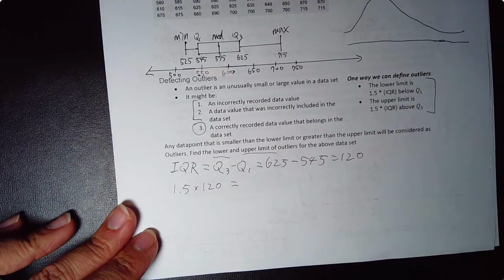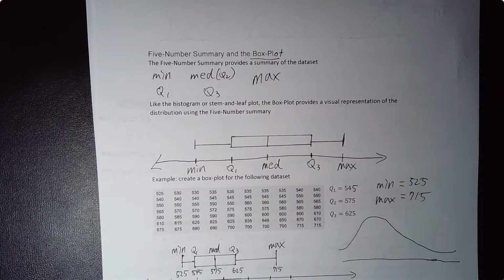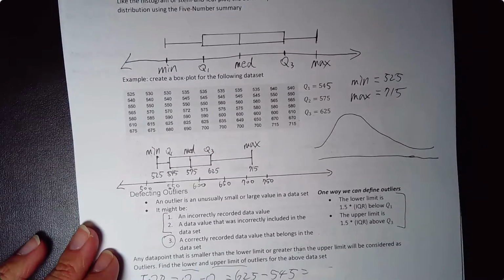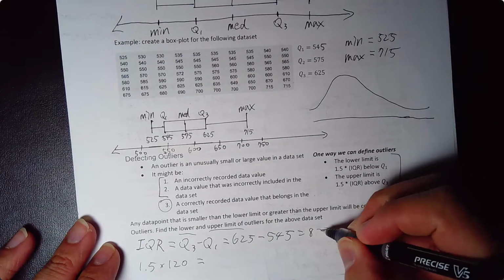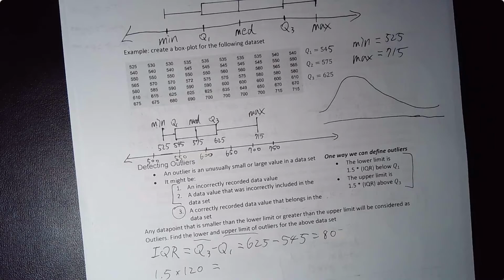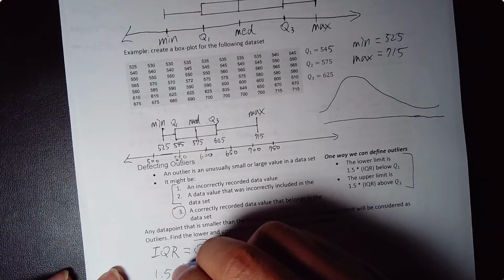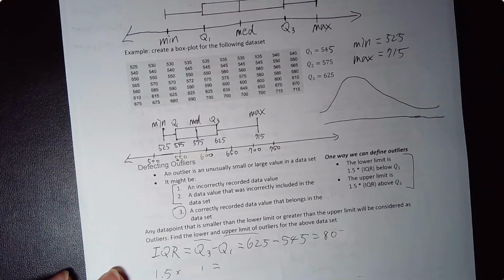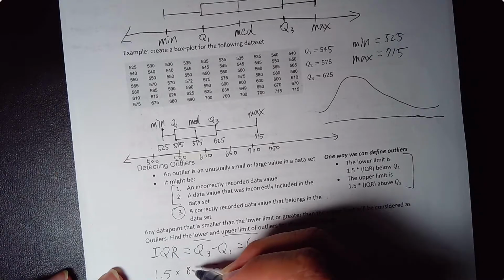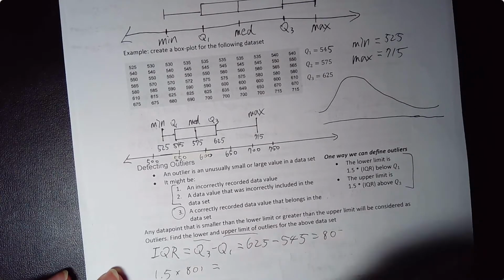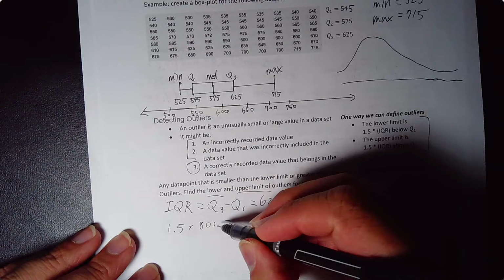Oh, sorry, that is not 120. Excuse me, let me fix that. That is 80, so this is 80 here, and that is not 120. So now I have to take 1.5 multiplied by 80. That's 120. So that would be 120.